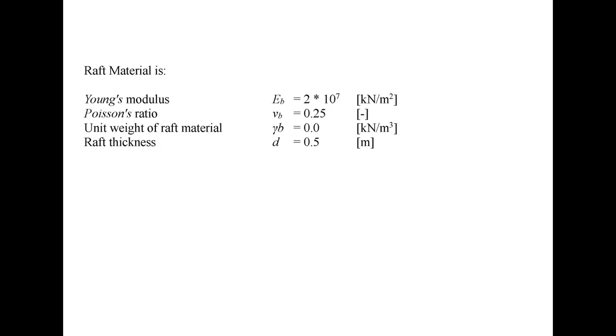Raft material is Young's modulus 2 times 10 power 7 kilonewton per meter square. Poisson ratio is 0.25. Unit weight of raft material will be 0 to neglect the effect of the own weight. For raft thickness it will be 0.5 meter.